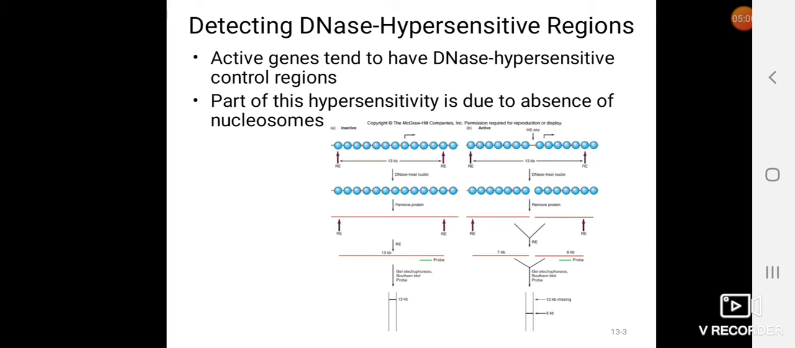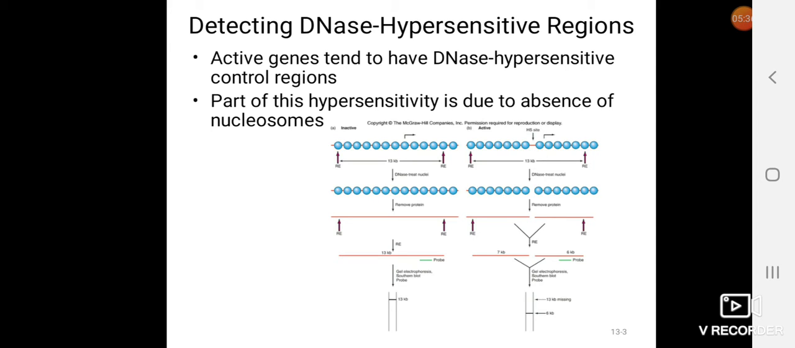Then another experiment that people have done in order to identify this, which also confirmed it, is where they checked for DNA hypersensitive regions, that is, the regions of DNA which are going to be sensitive to the activity of DNases. As we know, DNases are able to bind and cleave the DNA only when the DNA is available freely, but if it is covered with nucleosomes, then that particular DNA will not be able to get cleaved by the DNases.